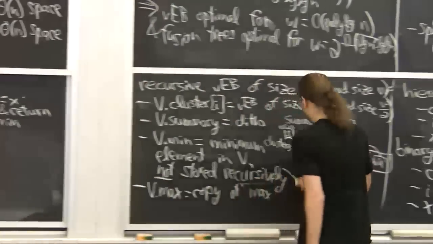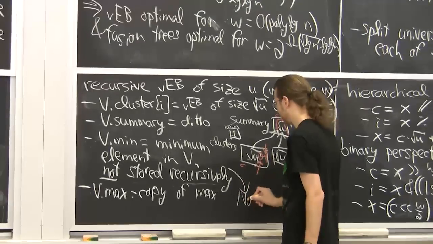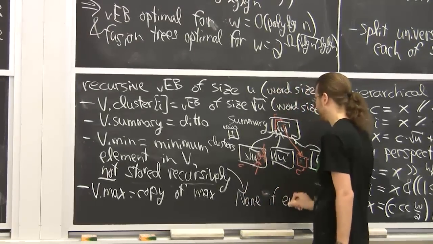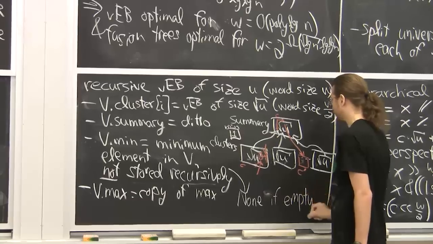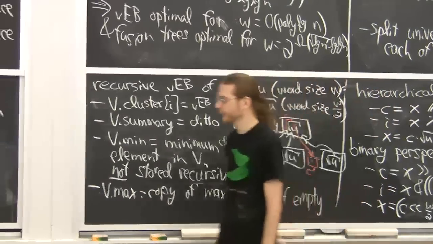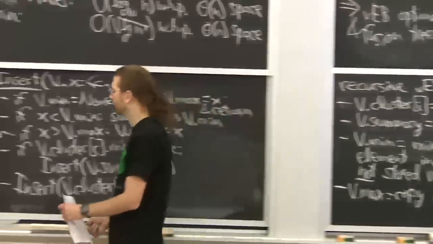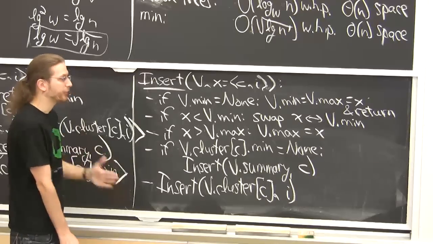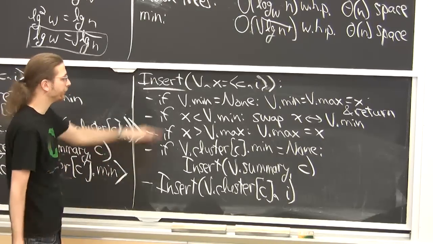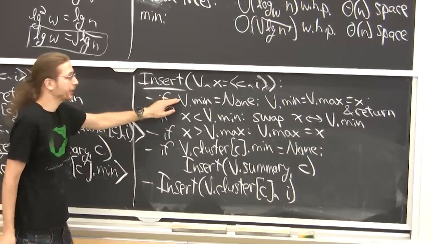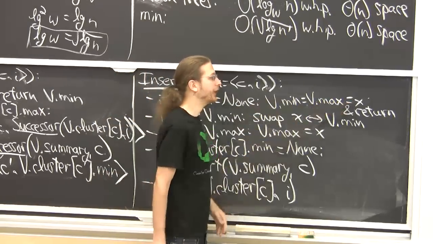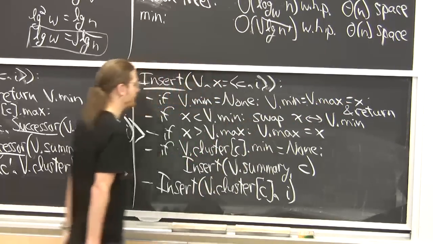v.min will be, special case, this value none if the whole structure is empty. So this is another way to tell whether a structure is empty: it has no min. Because if there's any items in there, there's going to be one in the min slot. So first thing we do is check, is our structure empty? If it's empty, the min and the max become the inserted item. We're done. So that's the easy case.